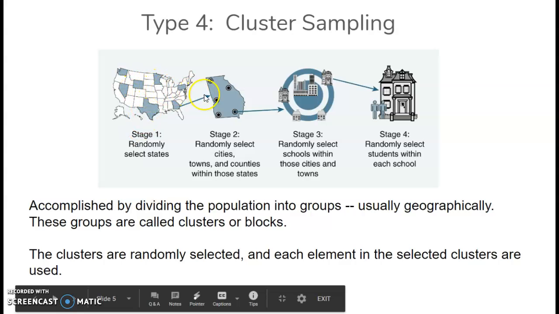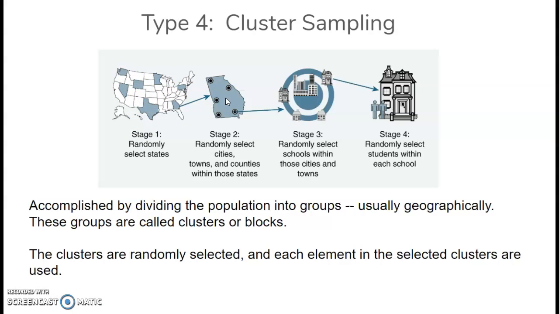And then inside each of the states, we're randomly selecting cities and towns and counties. And then we're randomly selecting schools within there. And then after that, we're randomly selecting students within each school. So, pretty good way of sampling things. But again, you could still see where maybe it's not the best representation of all of the people. Because you're going to run into like the different biases that the different areas of the United States have.